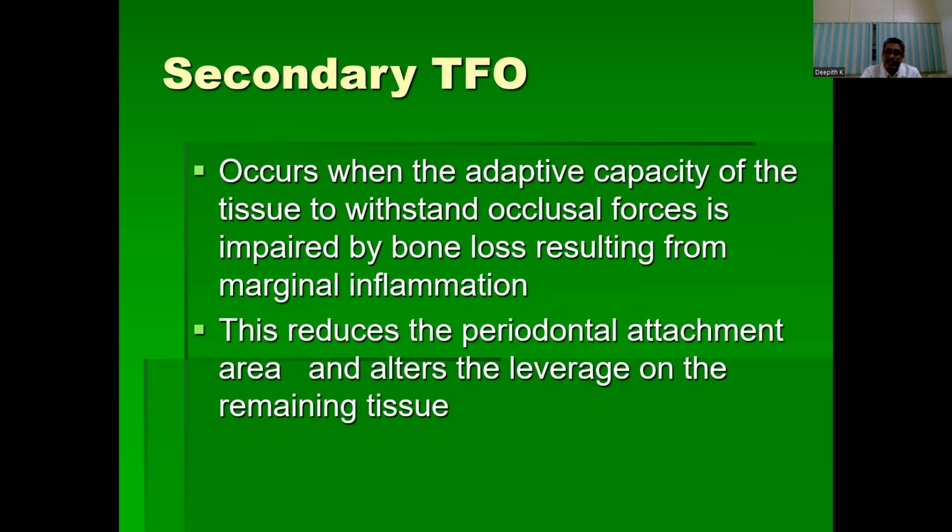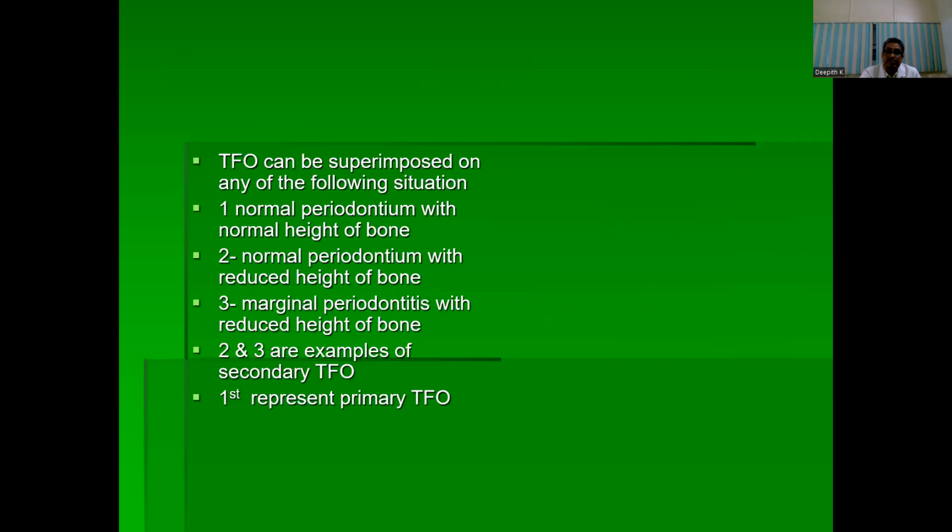But in case of secondary trauma, the periodontium itself is affected. The adaptive capacity of the tissue to withstand the occlusal force is impaired by bone loss resulting from the marginal inflammation. This reduces the periodontal attachment area and alters the leverage onto the remaining tissue.